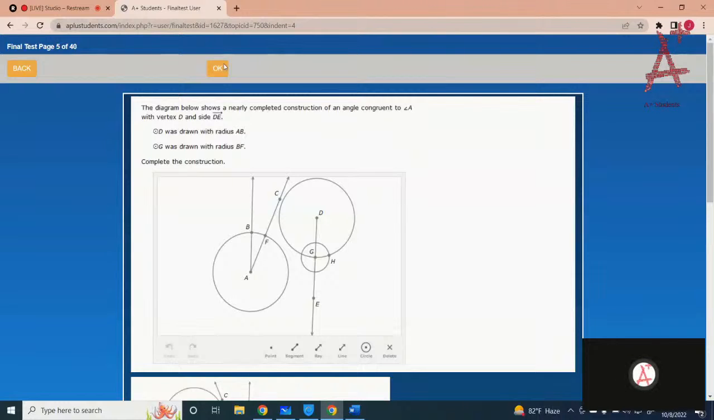The diagram below shows a nearly completed construction of an angle congruent to angle A with vertex D and side DE. Circle D was drawn with the radius AB and circle G is drawn with the radius BF. Complete the construction.